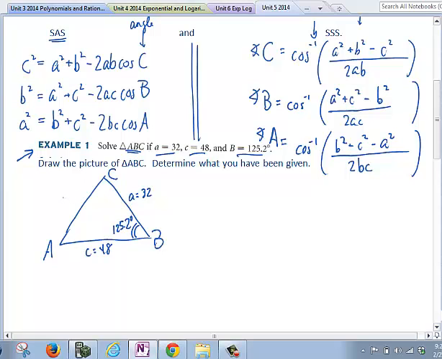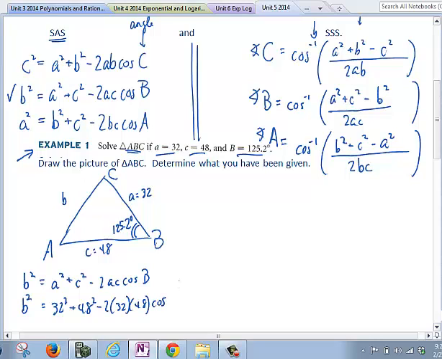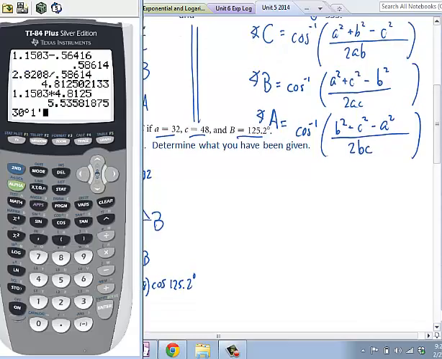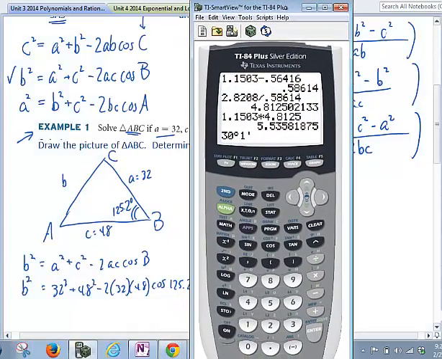Because we have that, and we're going to be looking for side b, we're going to use the second formula, and that's going to be b squared is equal to a squared plus c squared minus 2ac cosine of angle B. So using the graphing calculator, well, actually, I'm going to just write it out for you. So we see we have 32 squared plus 48 squared minus 2 times 32 times 48 times the cosine of 125.2 degrees. We put that into the calculator, which I'm going to move over to the side here so we can see all the work that's done.